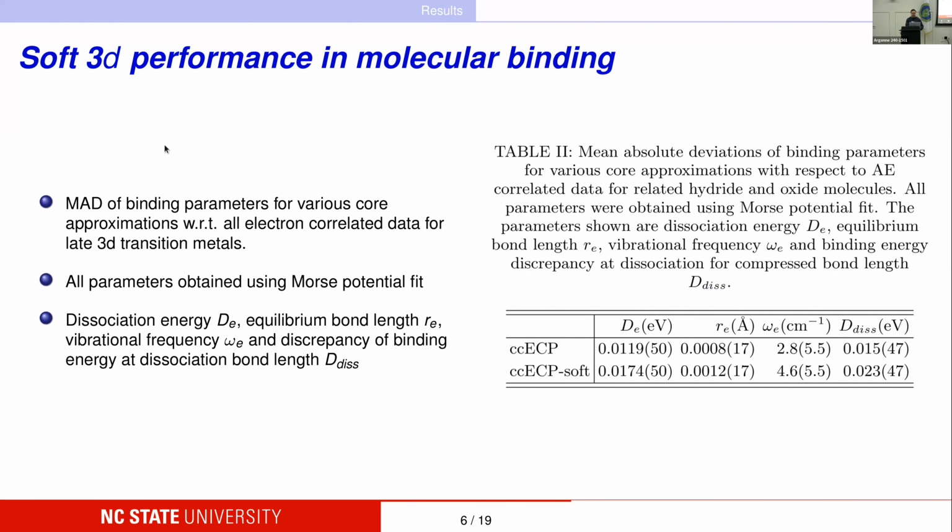I don't know if I mentioned this. These are all pulled from a Morse potential fit, and that is where we get these parameters and their discrepancies from.